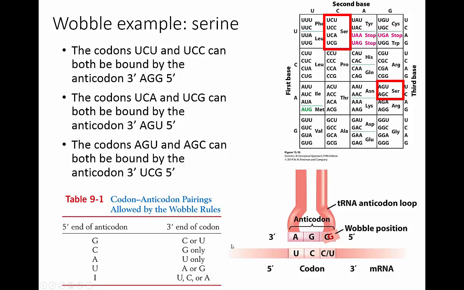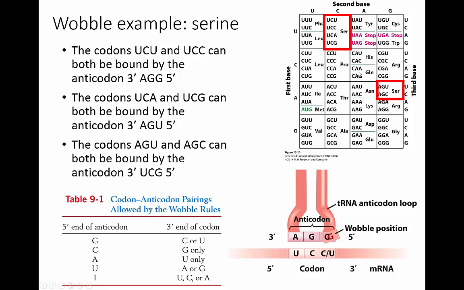What about those other serine codons? Some other ones we have are UCA and UCG. And these 2 codons can actually be bound by the anticodon AGU. So A and G will specifically complementary base pair with the U and the C, the first 2 positions of the codons. And the U in the third position, if we look down here at our Wobble rules, a U in the third position can actually pair with either an A or a G. And so this particular anticodon, AGU, can pair with UCA, and it can also pair with UCG.